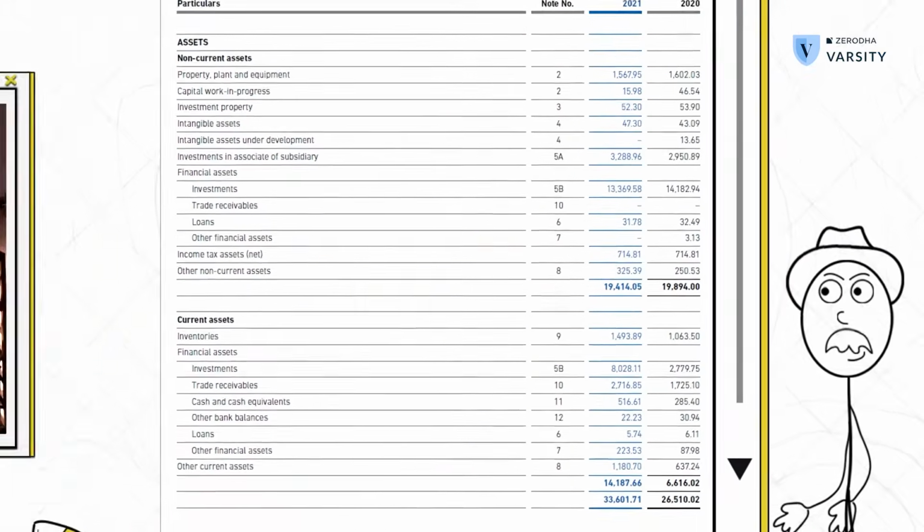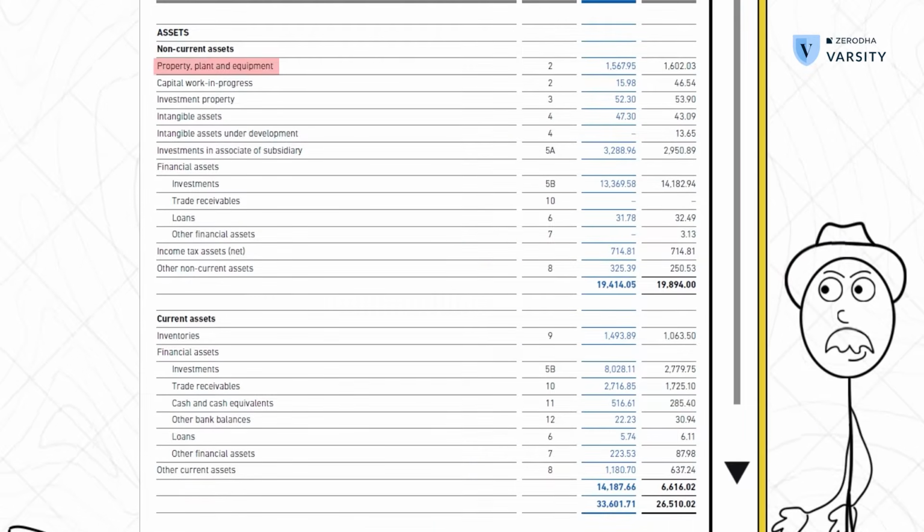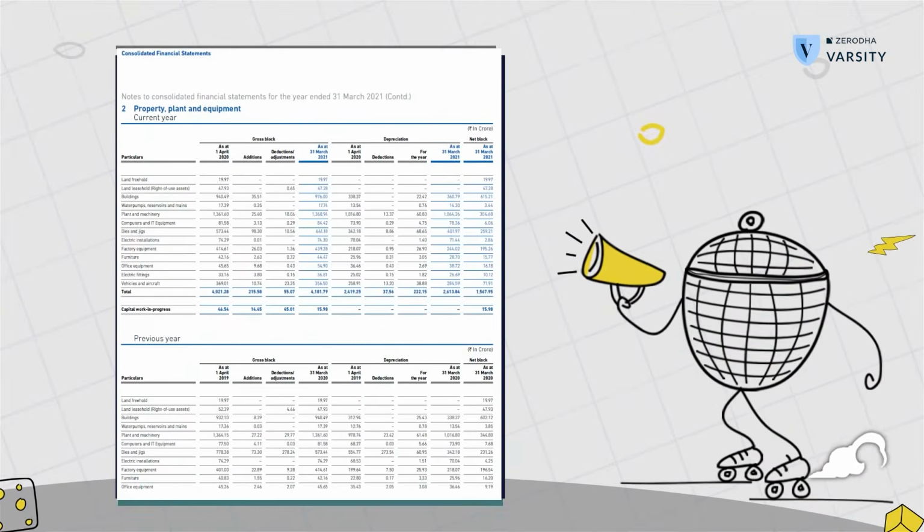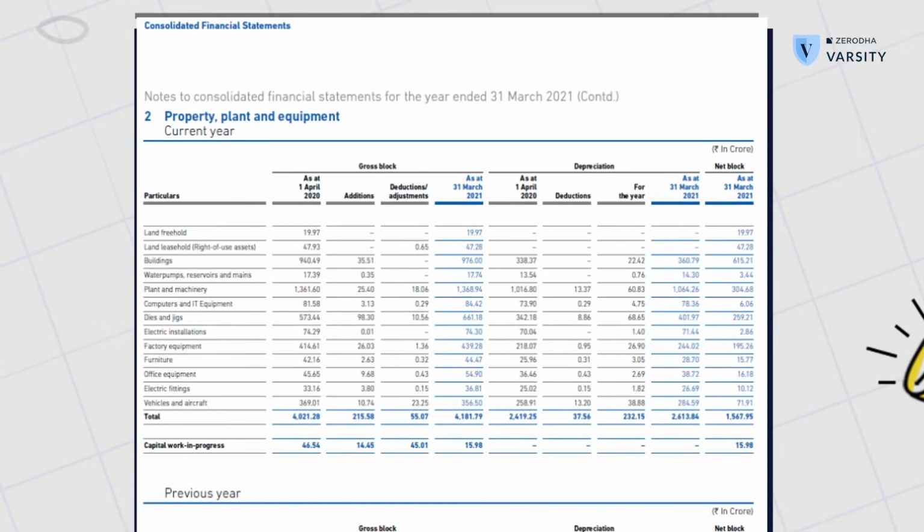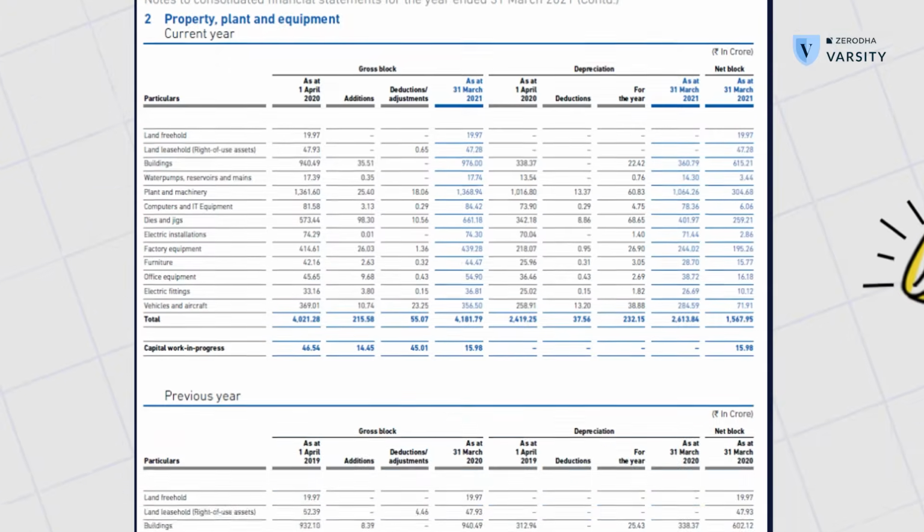I also see that the property, plant and equipment is also a heavy line item, 1,500 odd crores. So I would go to note number 2 here and spend more time to understand the nature of this particular line item. So the point here is that whenever you find a heavy line item in the balance sheet, you go to the associated note and dig deeper to understand the nuances of that particular line item.